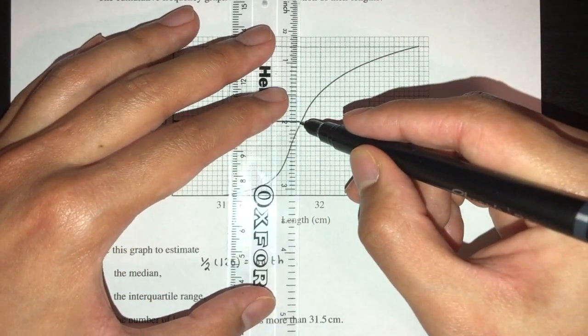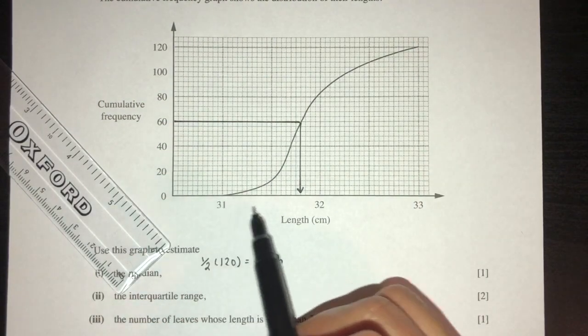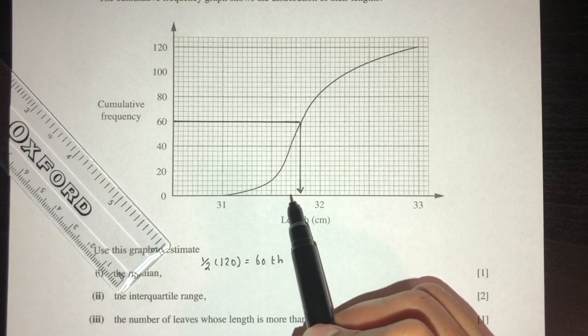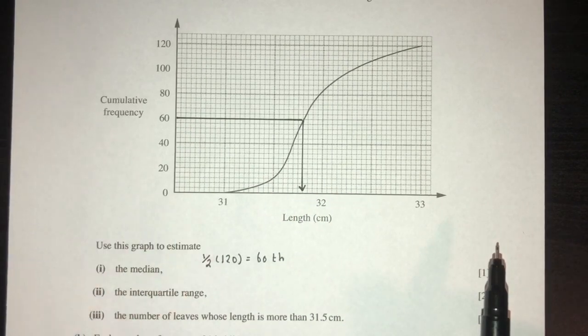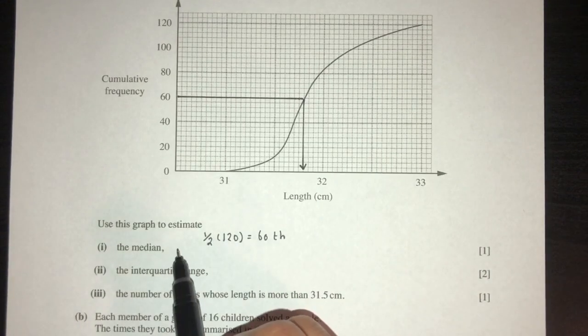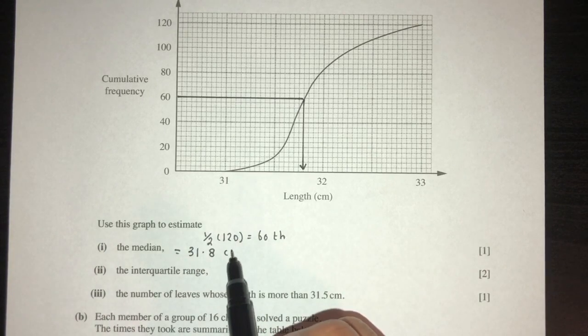So this will give you this value. So this will be what? 31, 31.5. Sorry, I meant 31.8. 31.8 will be the median. That will be in terms of centimeters.